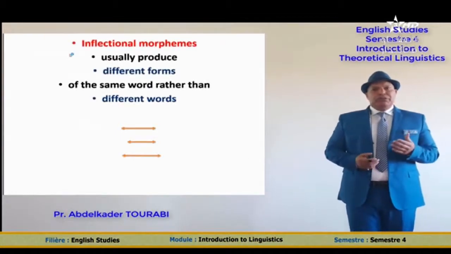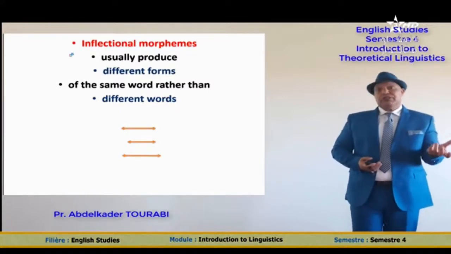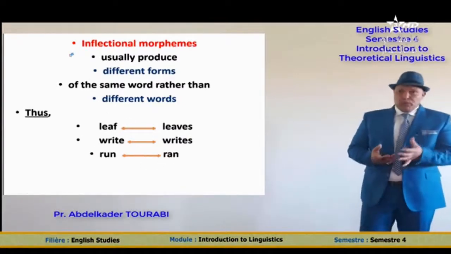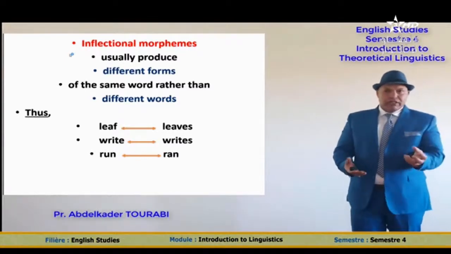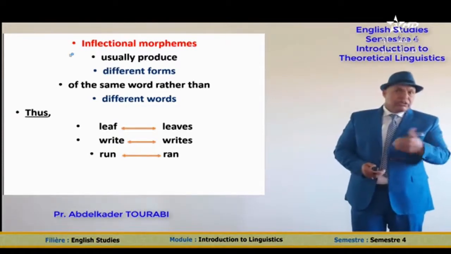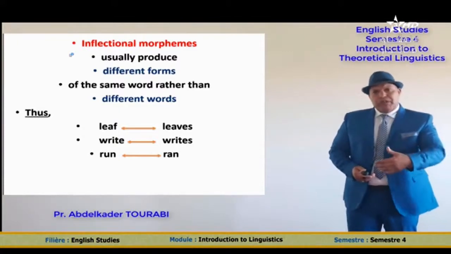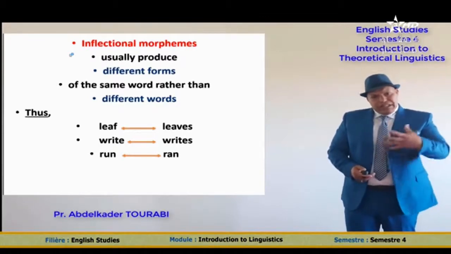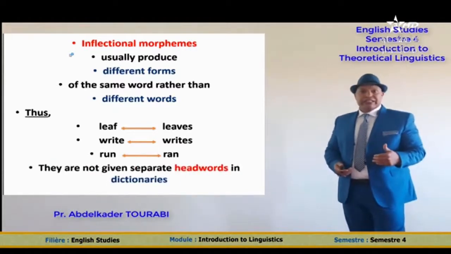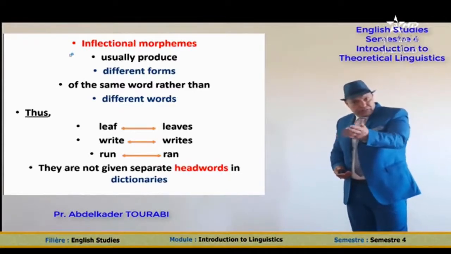Inflectional morphemes usually produce different forms of the same word rather than different words. They produce different forms, but they don't produce different words. For example, when we see the singular leaf, the plural is leaves. Write, writes. Run, runs. We get a different form, but we don't get different words. They are not given as separate words in the dictionary. If you look for the word live, you find with it lives.